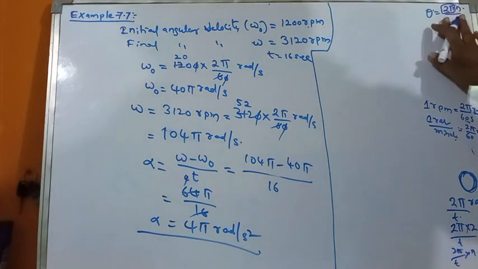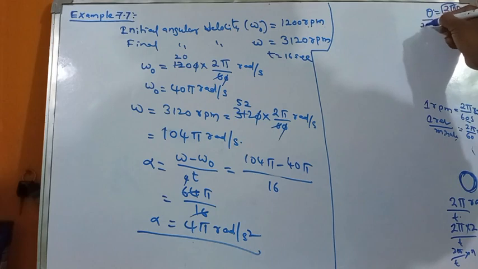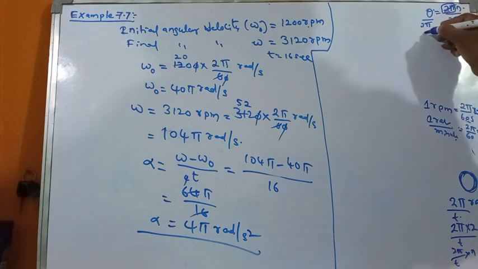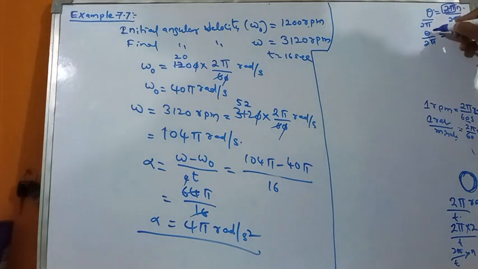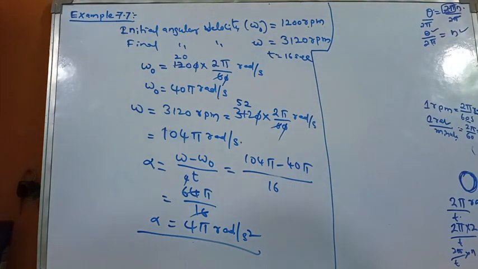If this is the angular displacement, we can divide both sides by 2 pi. Then the 2 pi cancels, and n is equal to theta by 2 pi. So now we have to find this angular displacement theta and divide it by 2 pi. Then we get n, the number of revolutions. I think it is understood.